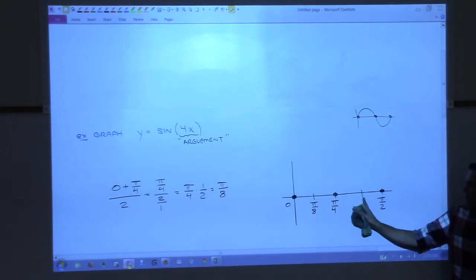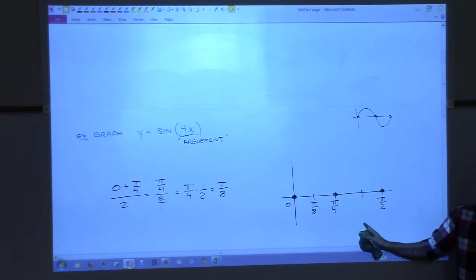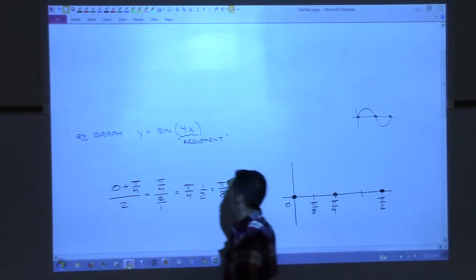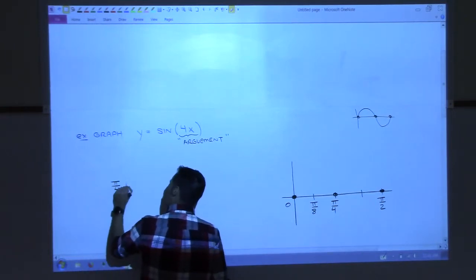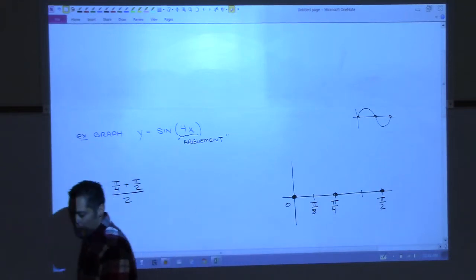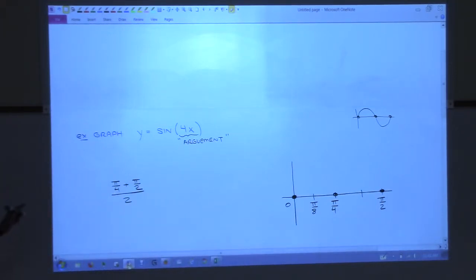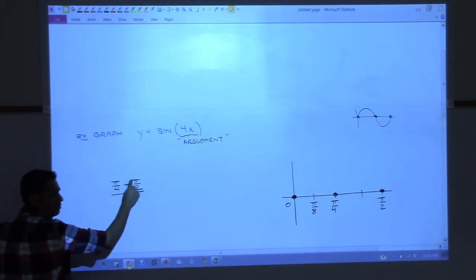How about this one right here? I have to add these two and divide by 2. I'm going to do that over here. So I'm going to take pi over 4, add to it pi over 2, and divide by 2. Now if I add pi over 4 and pi over 2 together on the top, I must have a common denominator, right? So that means this has to have a 4. So I'm going to multiply top and bottom by 2.